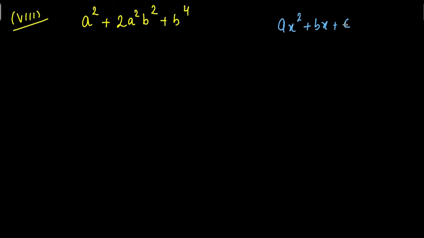Now moving to the last part of this question number 1, which is your part number 8. It says a raised to the power 4 plus 2a square b square plus b raised to the power 4. Now again, if you see it very carefully, it is like a quadratic, ax square plus bx plus c. But which variable's powers are decreasing? Here you have a square power, this much, 2a square b square, and you don't have a square here. A raised to the power 0 is 1.